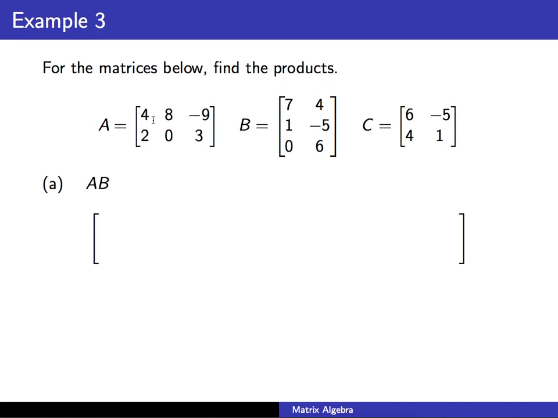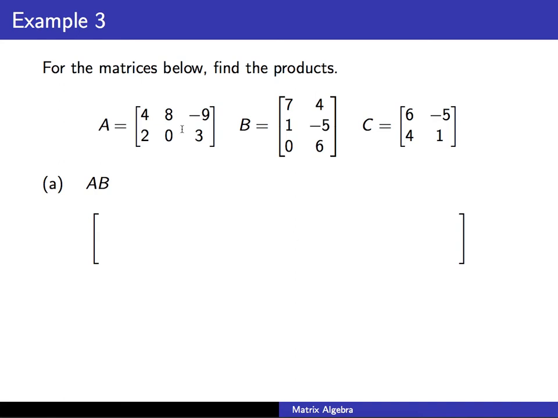So let's take a look. A is 2 rows, 3 columns. B is 3 rows, 2 columns. So we know we can multiply these because we did a similar one in the last video. The number of columns of A equals the number of rows of B, so they can be multiplied. Our product, our answer, is going to have 2 rows and 2 columns.